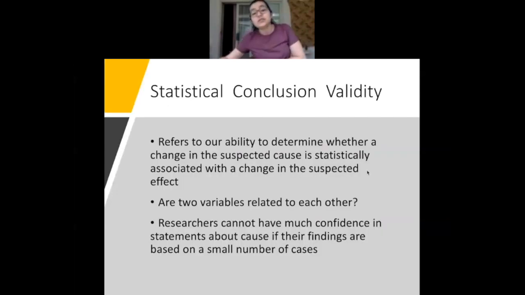Now, statistical conclusion validity is a broader thing, and all of the validities I'm going to talk about are a bit broader than just measurement. They're talking about the research methods themselves. Statistical conclusion validity refers to our ability to determine whether a change in the suspected cause is statistically associated with a change in the suspected effect. So, if there's a relationship between the two.